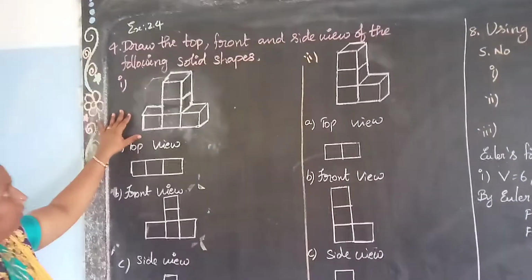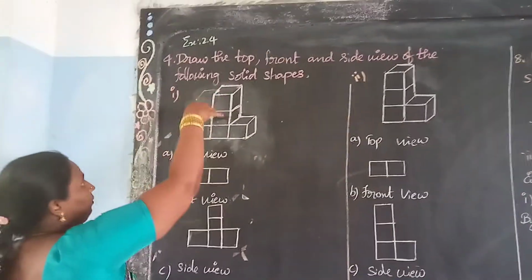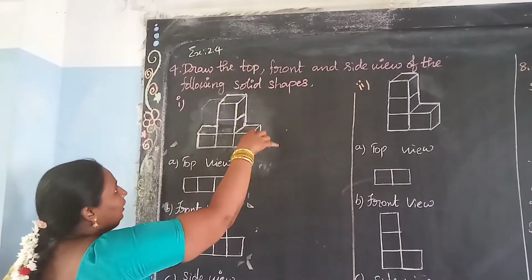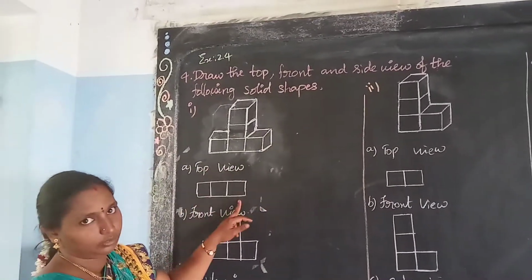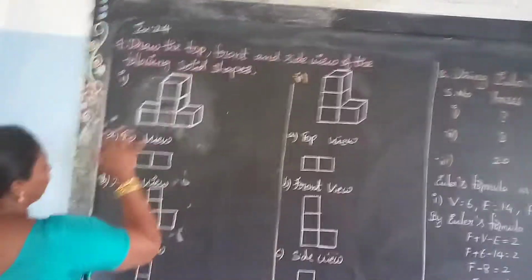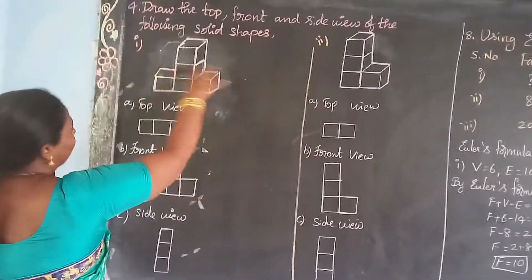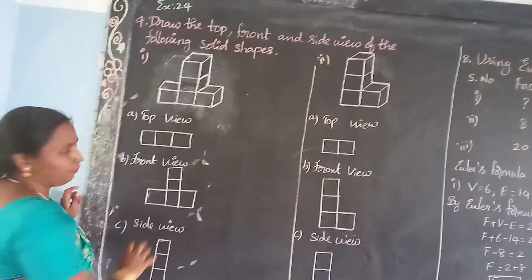So here this is the solid shape they have given. What is the top view? See the top. If you see the top now, you will get 3 boxes. 1, 2, 3. So you have to draw 3 boxes. Next, front view. If you are seeing this is the front view. How does it look? It looks like a T. Am I right? So like that we have to draw this front view.